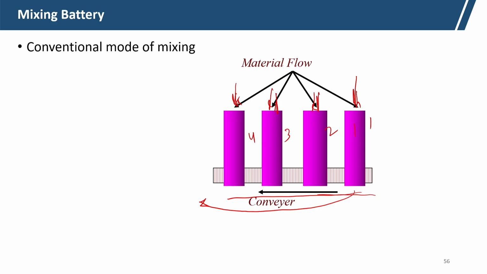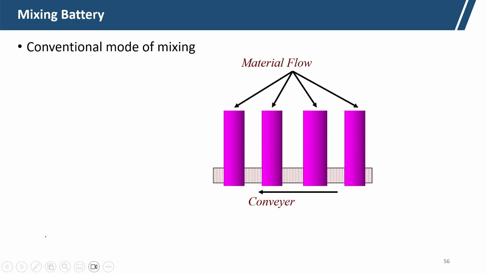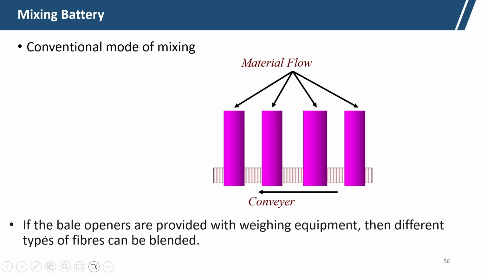So, what is the material flow? It is fed from the top, moves vertically downward, then it is transported horizontally. This is the process of material flow in the mixing chamber or blending chamber.